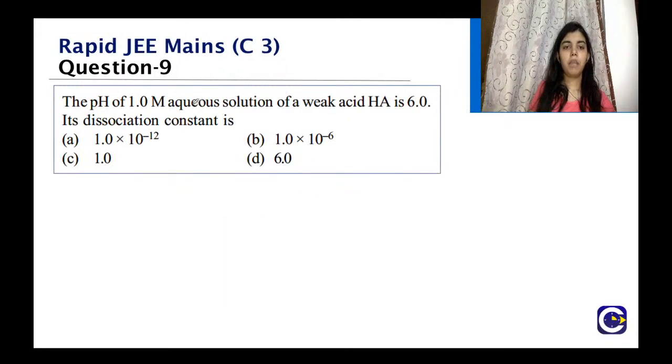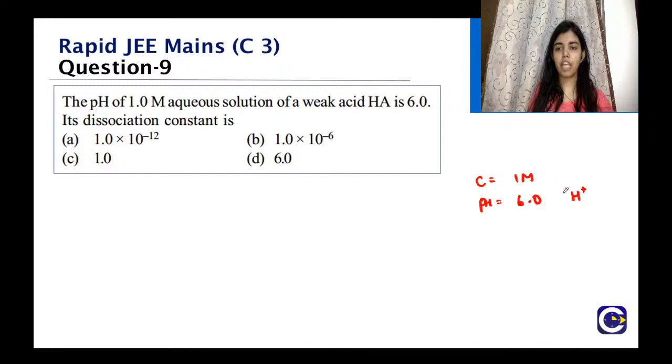Question number 9. pH of 1 molar aqueous solution of a weak acid HA is 6. Here the concentration is given as 1 molar, that is the first point. The second point is that pH is given as 6. That means the concentration of H plus will be 10 raised to the power minus 6 molar, as pH equals minus log of H plus. So from here we can find the concentration of H plus.